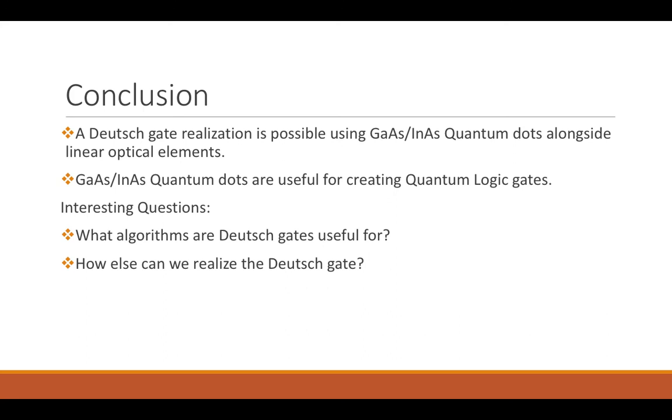Some interesting questions are, what are Deutsch gates actually more useful for? We saw that they can implement the Toffoli gate more easily, but we're sure that's not the only thing they might do a little better than our current universal sets that are in use. And we also want to see how else we can realize the Deutsch gate. There's only one other proposal that I mentioned earlier, but I'm sure there are other ways that we could do this.